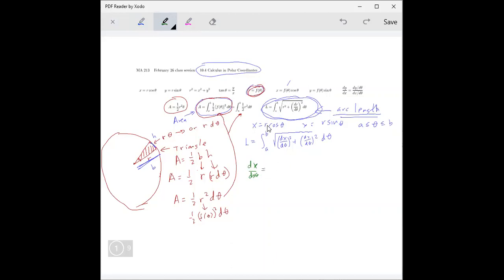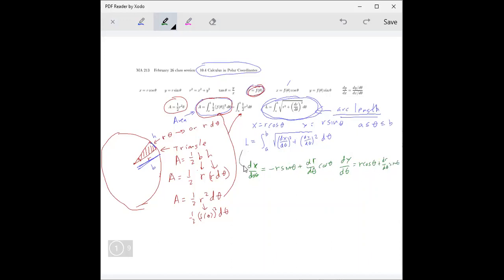So dx/d theta, you use the product rule. So that would be r times the derivative of cosine, which is going to be negative r sine theta, plus the derivative of the r part, which is dr/d theta, times the cosine theta. And then similarly, dy/d theta will be your r times the derivative of sine, which is cosine, plus dr/d theta, sine theta.